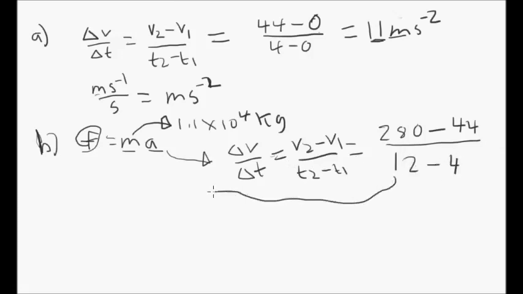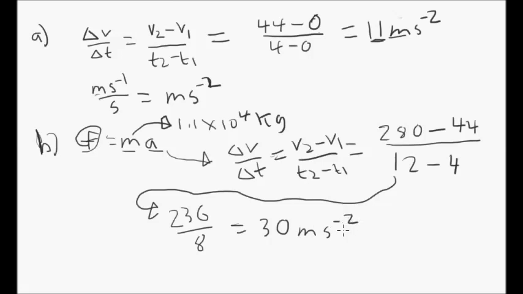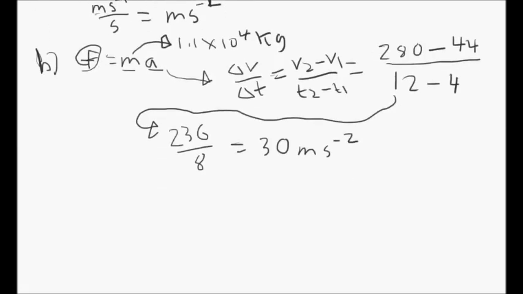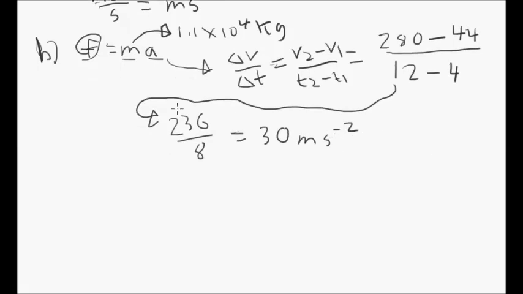Now let's simplify this. So this is 236 over 8, and this is some simple calculator work. 236 divided by 8 gives you, we'll round it off, 30 meters per second squared. Don't forget your units. So now that we have meters per second squared, we have our mass, we have our average acceleration. So now we can calculate the force.